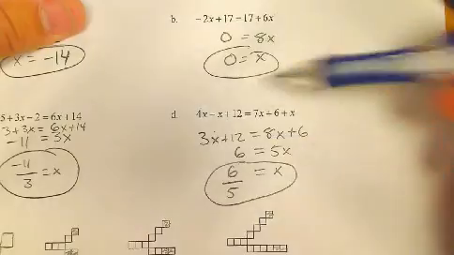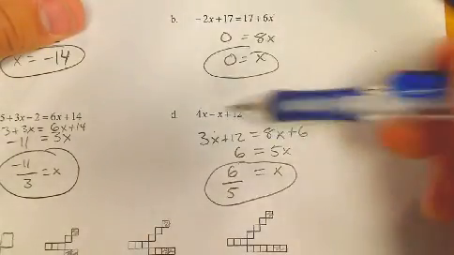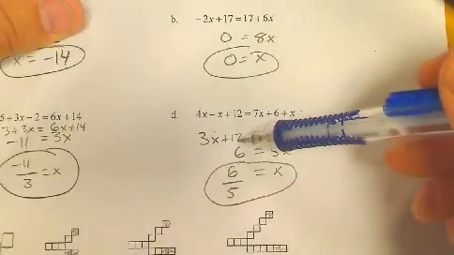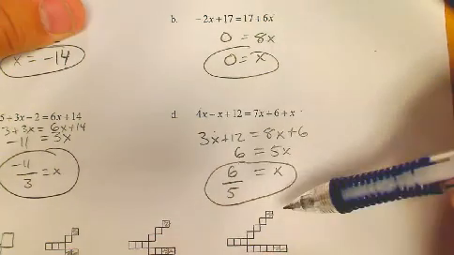Combine like terms. Combine like terms. I then subtracted 3x from both sides. Subtract 6 from both sides. And then divide by my 5 and I get 6 over 5.